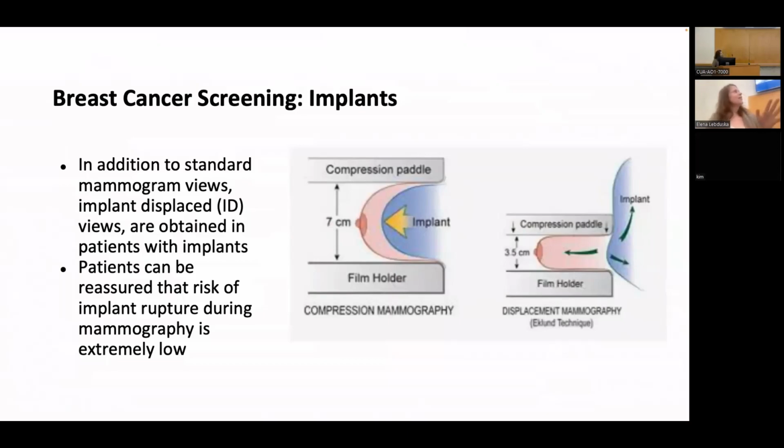And then all the way on your right side, you'll see if the implant is behind the pectoral muscle, it's much easier to squish all the ductal tissue and just take a look at the ductal tissue, rather than if an implant is also in there, like in the middle picture, and you're trying to squish everything together, if that makes sense. So subpectoral placement is really the best for mammography detection for the future.